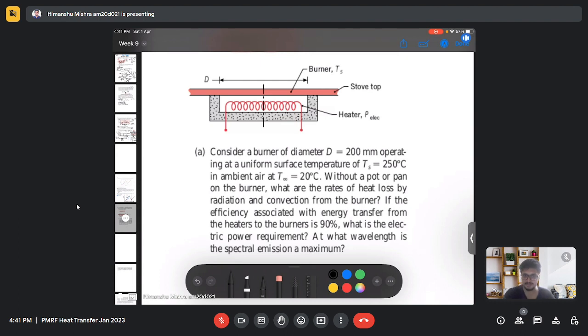And if the efficiency of the burner is 90%, what is the electric power requirement? And at what wavelength is the spectral emission a maximum? So first we need to determine the total heat transfer, which is a combination of the radiation as well as convection from the burner.